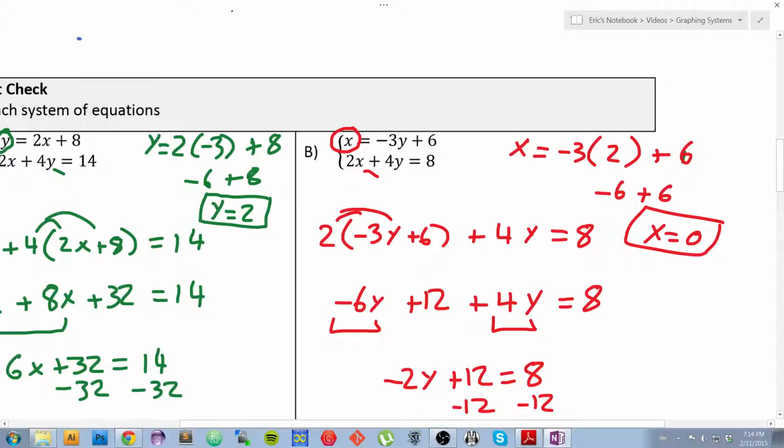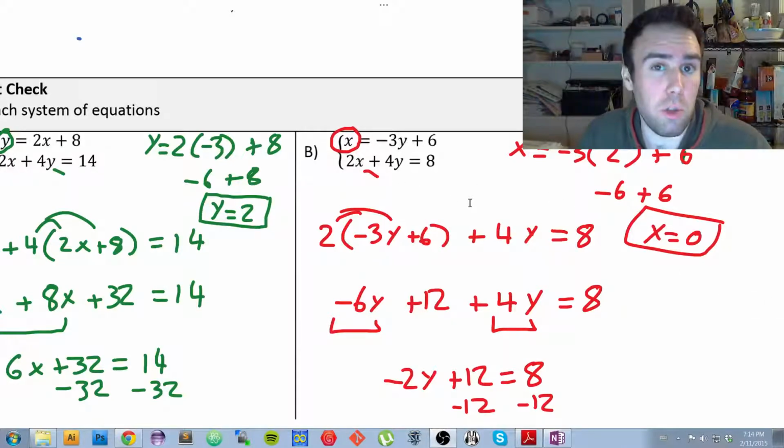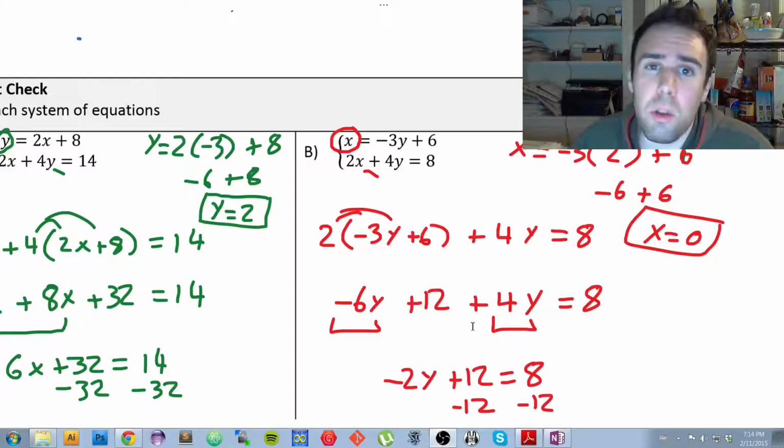So there you have it. We just did 2 more substitution method problems. In one of them, we substituted for y. In the other one, we substituted for x. And there really wasn't a difference in how we solved them. The only thing that changed was really which letter we found first.